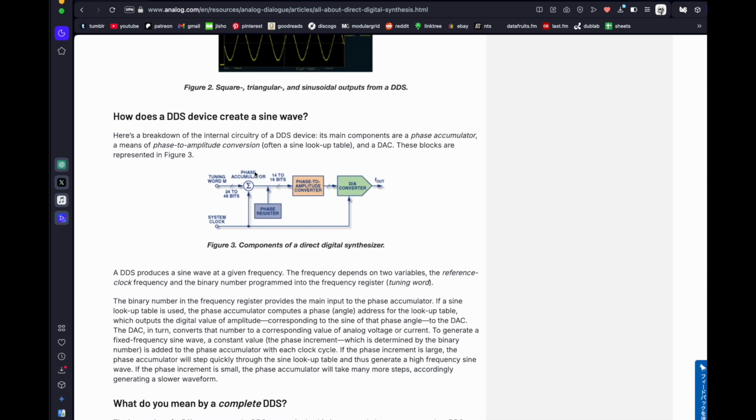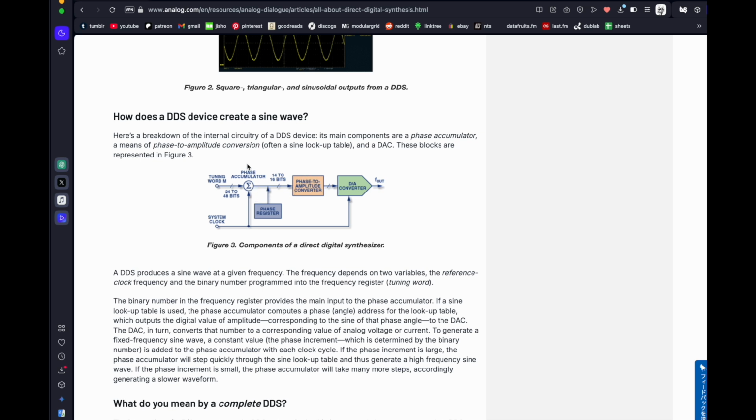So in DDS, the phase vector is called the phase accumulator. I just think it's because that's what they named the component of this specific application, because a phase vector can be used for other applications, right? But in DDS, it's called a phase accumulator. And then that undergoes a phase to amplitude conversion. So this part is where you actually calculate the sine wave.